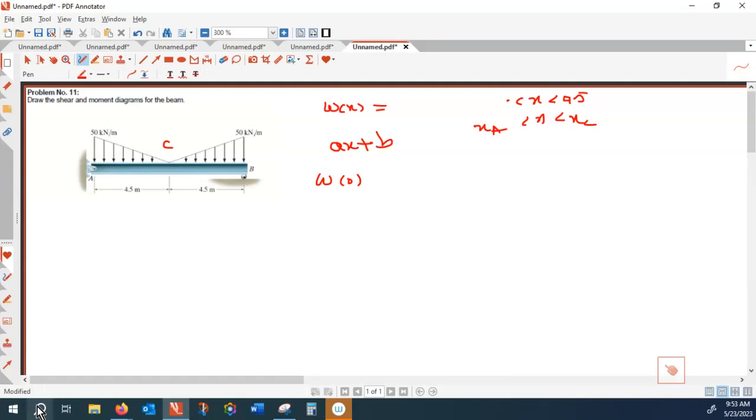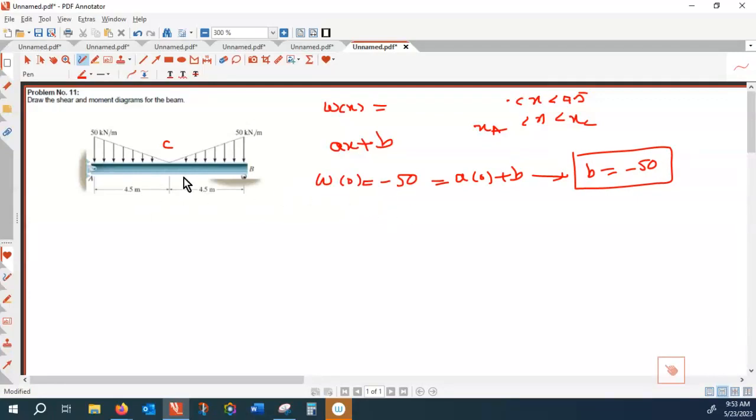Nguyen, what is W at x equal to 0? Minus 50. Well done. Not 50, minus 50. That is where most of the students get it wrong. And if I plug that in, this would be A times 0 plus B, and therefore B is equal to minus 50. How do I find A?